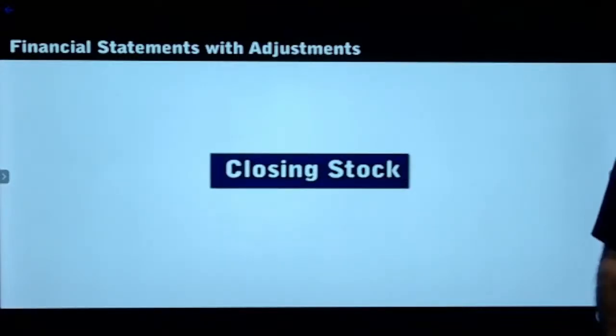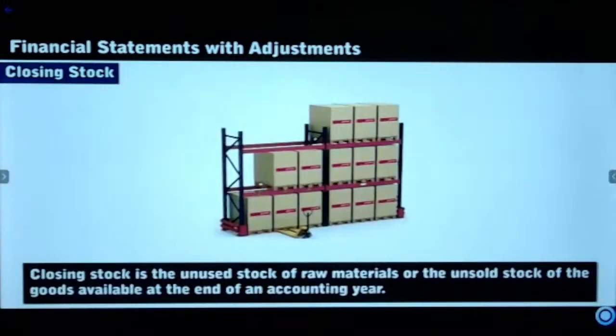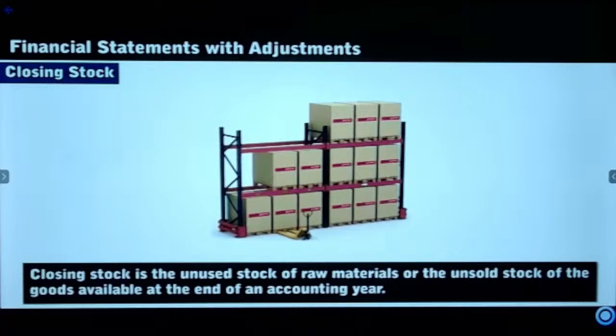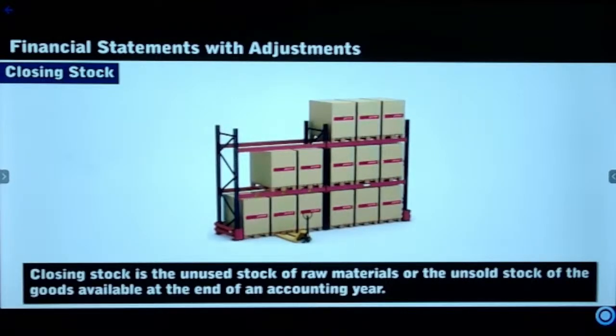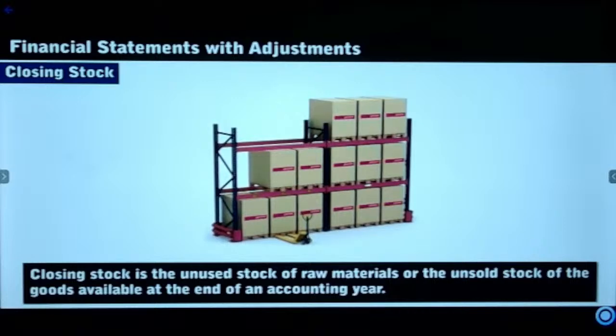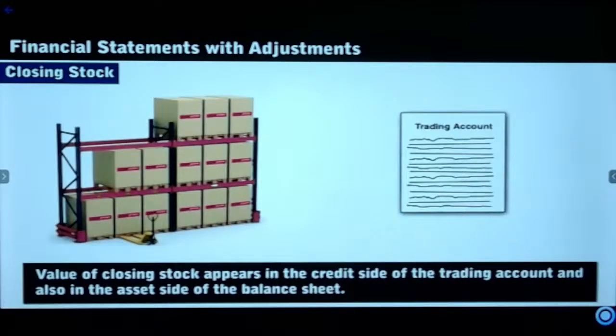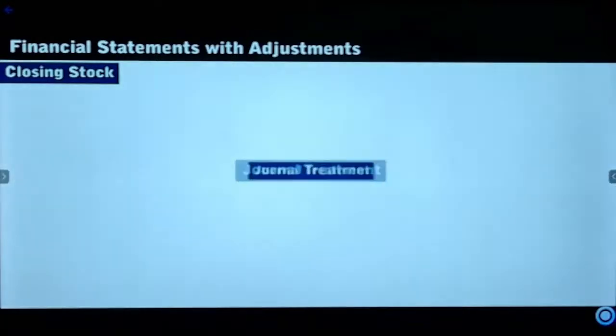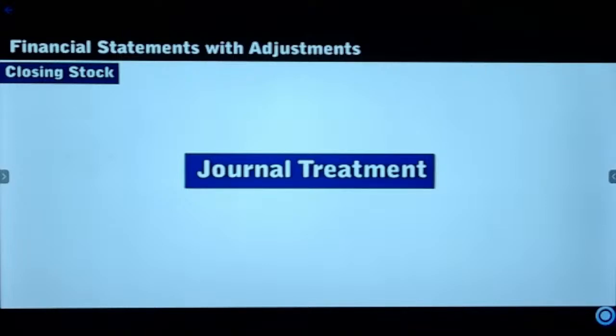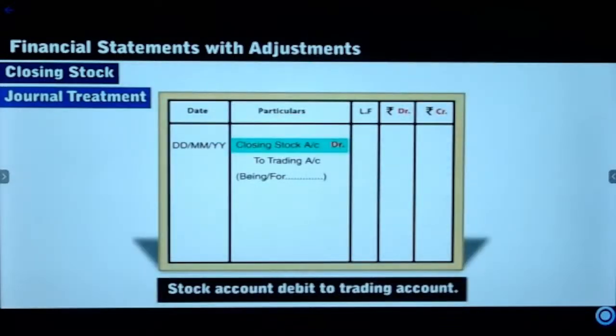Closing stock. Closing stock is the unused stock of raw materials or unsold stock of the goods available at the end of an accounting year. The value of closing stock appears on the credit side of the trading account and also on the asset side of the balance sheet. Its journal treatment will be as follows: closing stock account debit to trading account.